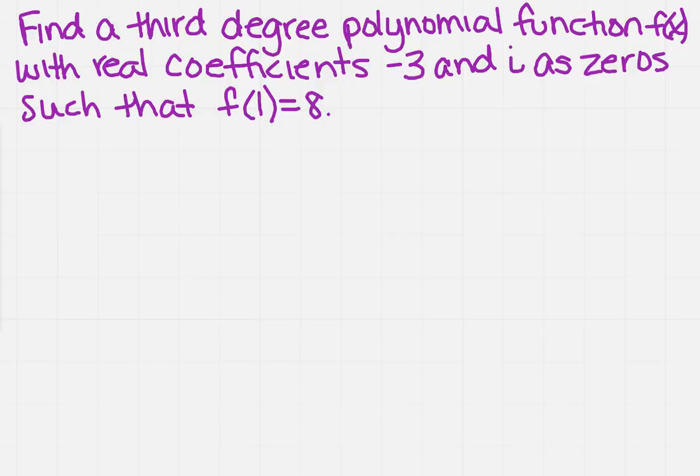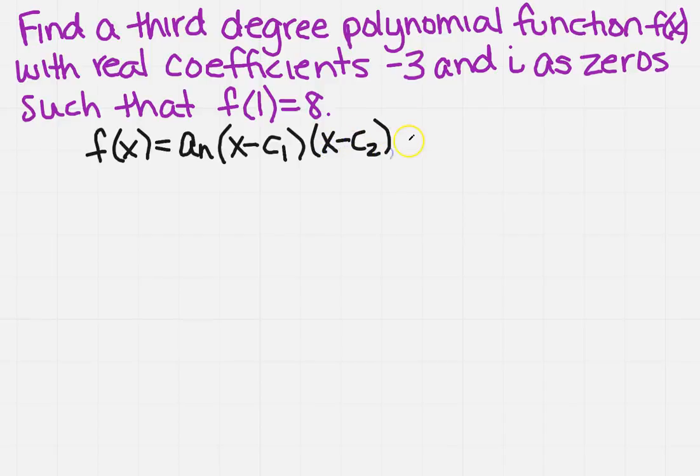And so what that means is, in this case, we want a third degree. So that means that x has to be raised to the third power. So if we use the formula, that means that f of x equals a sub n times x minus c1 times x minus c2 times x minus c3. So now that's just from the theorem. It still looks very raw.